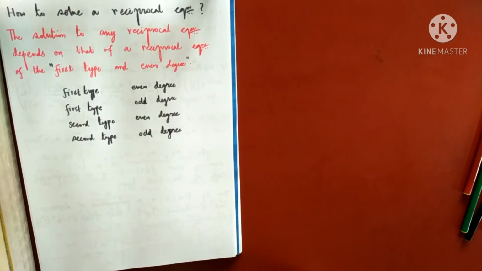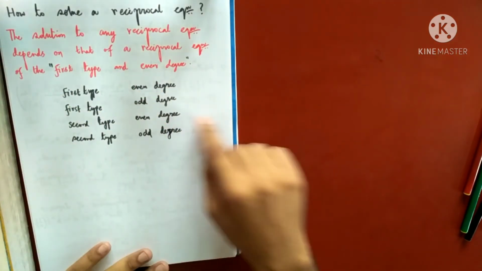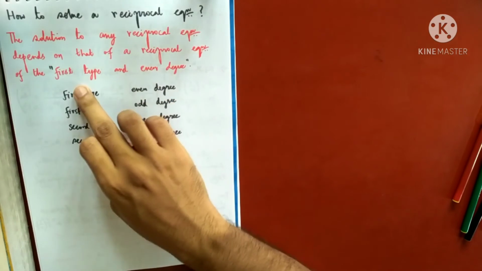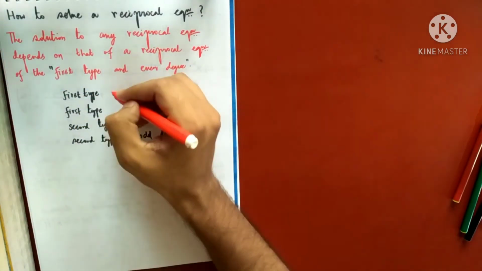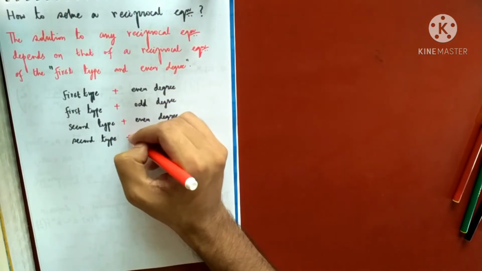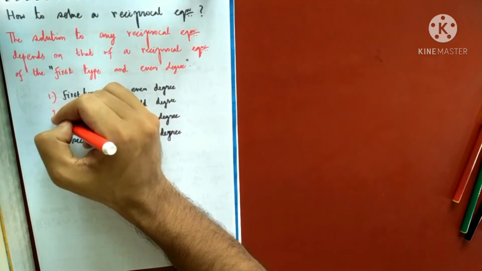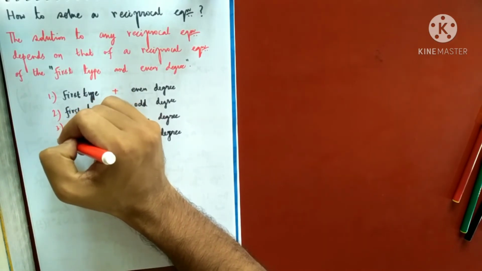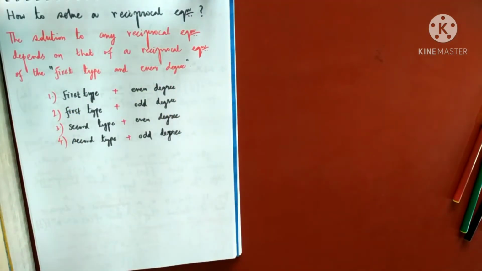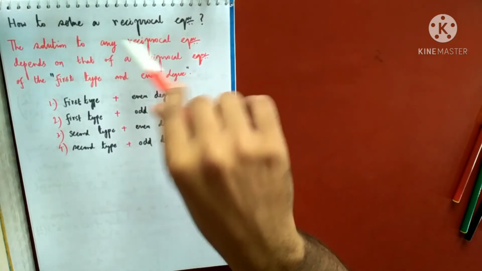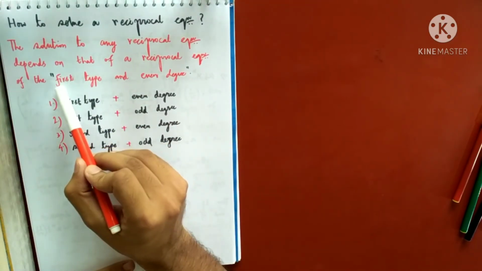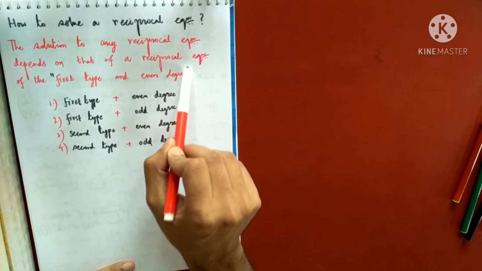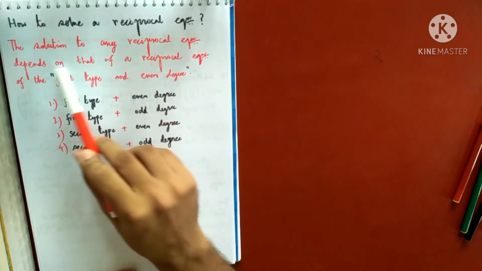You give me any reciprocal equation, that will match with any one of the four, right? It will be either of this form or this form or this form or this form. So you give me any reciprocal equation, it will either be of the form 1 or 2 or 3 or 4. We'll solve each kind of reciprocal equation, but the answer is that you give me any reciprocal equation, it can always be reduced to first type and even degree.